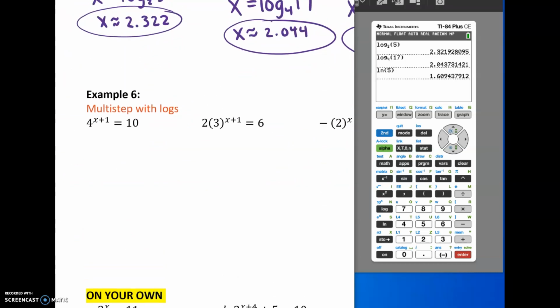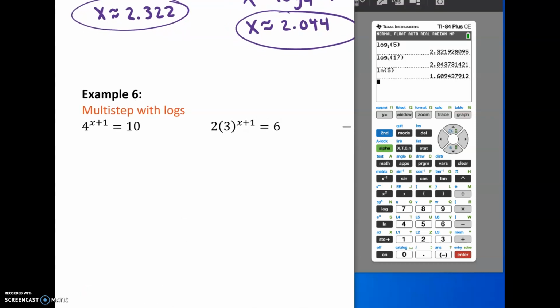So example 6 is, we're using that same idea, but you are going to have multi-steps in this. So you have to do some operations before you take that logarithm. So let's go ahead and take a look at example 6. The first one, we've got 4 to the x plus 1 equals 10. So that x plus 1 is all in that exponent. If you have a variable in the exponent, you need to get that entire exponent out by taking a log. Remember, the base here is 4, so the base of our logarithm will also be a 4.